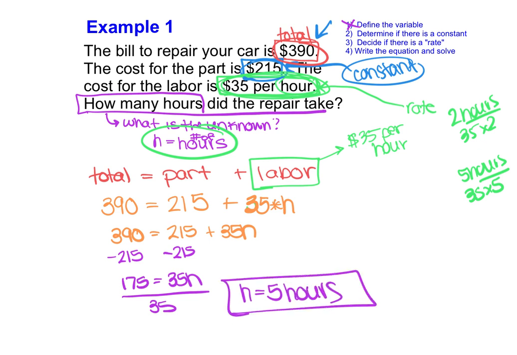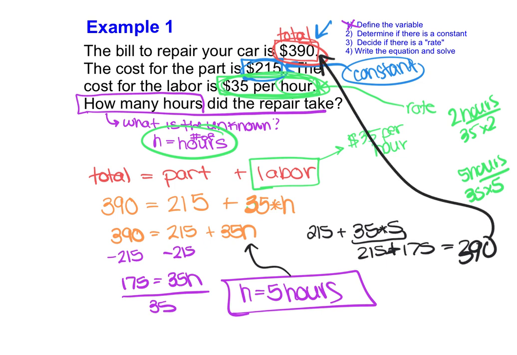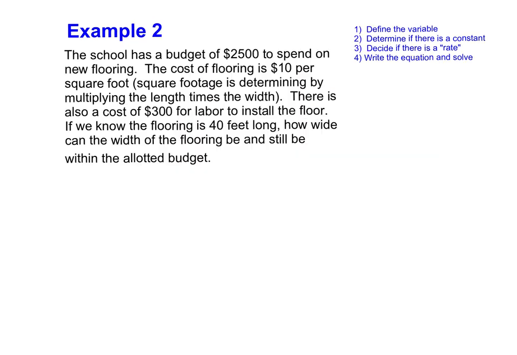And the easiest way to check if that's right is to take it and put it back into our scenario. If we take 215 and we add 35 times 5 to it, we do this first, so it would be 215 plus 175, and that equals 390, which is where we started. So we can see that our answer of 5 hours is correct.